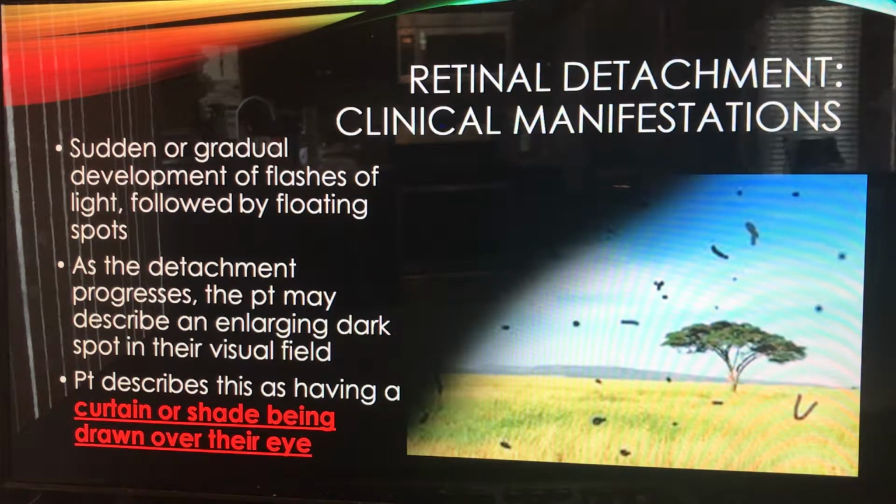In this picture here, this would be them looking out. They would see those little floating spots, and then in the corner here, you can see what they mean by a shade or a curtain being drawn over the eye. So they're seeing this black fade when they're looking out.